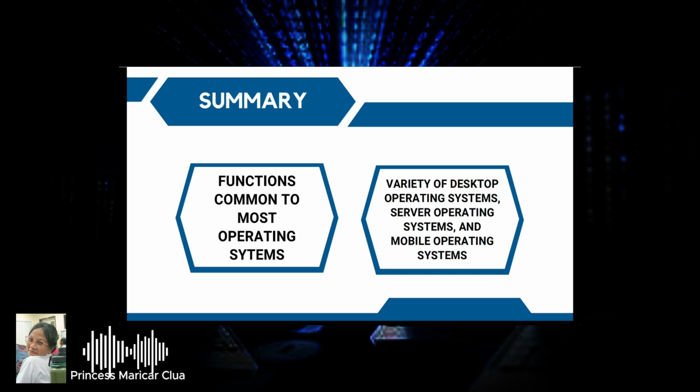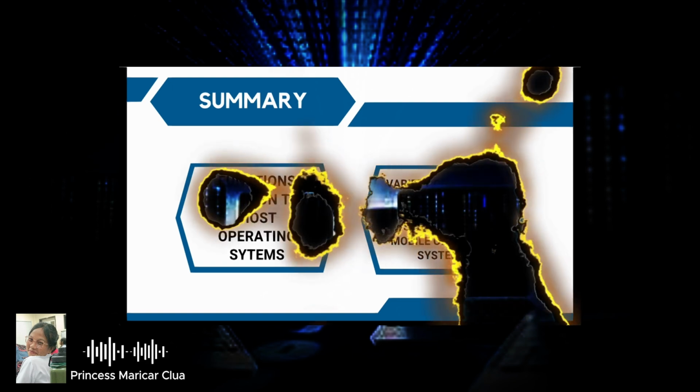The last one is mobile operating systems, including Android, iOS, and Windows Phone. They are specifically created for smartphones and tablets, focusing on touch-based interfaces, app ecosystems, and power efficiency. Each type of operating system is designed to meet the unique needs of its target devices and users.